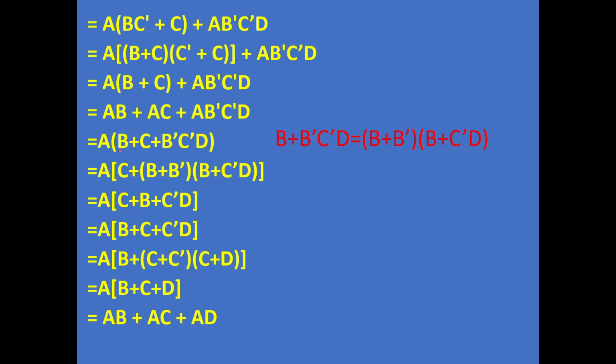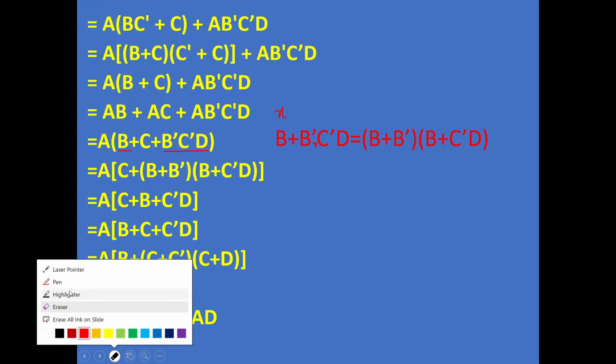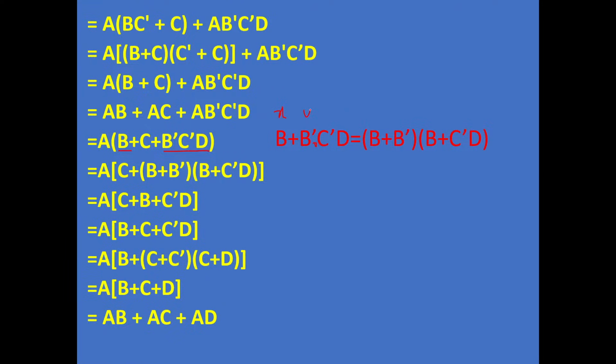So here B plus B bar C bar D. Here I have considered B as one term and C bar D as the second term. So if B is X, B bar is Y, and C bar D is Z, then X plus YZ is equal to X plus Y into X plus Z.